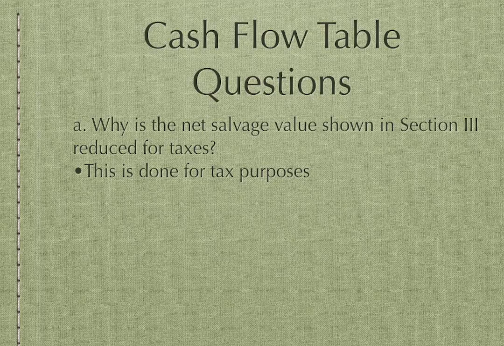So looking at the four questions that it asked me to work through. The first is, why is the net salvage value shown in section 3 reduced for taxes? In section 3 you're able to see the return on net working capital at $1,400, net salvage value of the new asset as $1,200, and the terminal cash flow of $2,600. I wasn't able to break those down in a way that helped me understand it fully, but I do know, based on what the textbook was saying, that this is done for tax purposes. So that's what I put down for my answer.